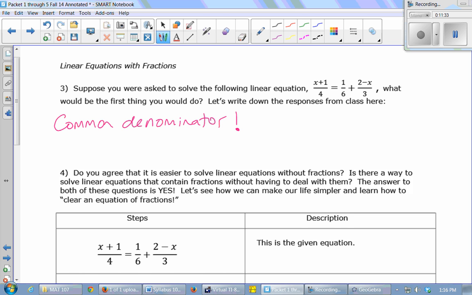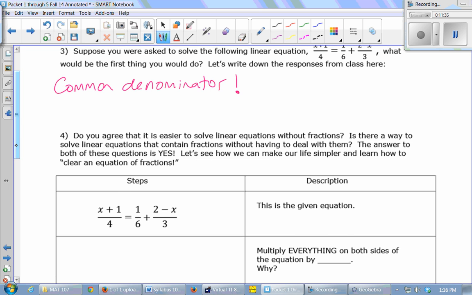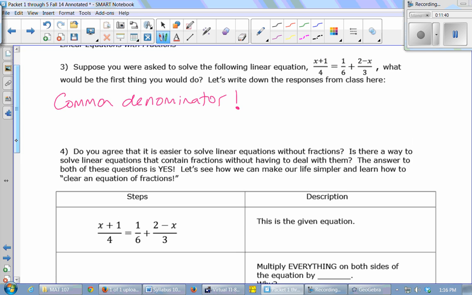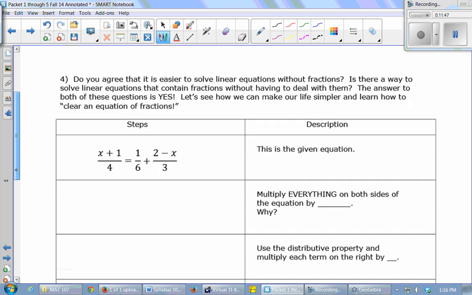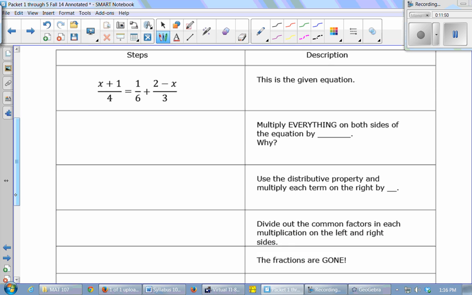Let's see how we can make our life simpler and clear the equation of the fractions. Instead of having to get the common denominator and add the fractions, we're going to get rid of all the fractions. So this is the given equation. We want to multiply everything on both sides of this equation by the common denominator. What is the common denominator of 4, 6, and 3? 12. Good. So we want to multiply every term on both sides of the equation by 12.